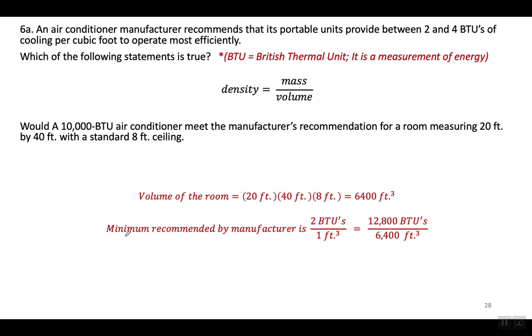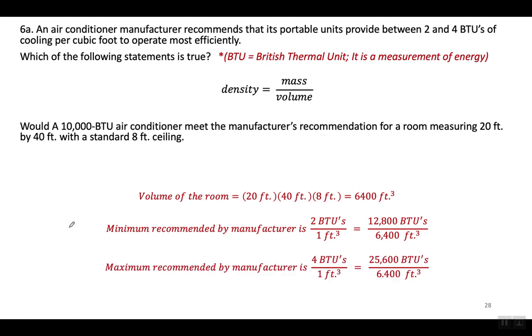Now let's find the maximum amount of BTUs we would need in order to meet the manufacturer's recommendation, by doing the same process. The maximum recommended is 4 BTUs per cubic foot. So I set up a proportion: 4 BTUs per cubic foot equals how many BTUs per 6,400 cubic feet? When I solve that proportion, I get 25,600 BTUs.